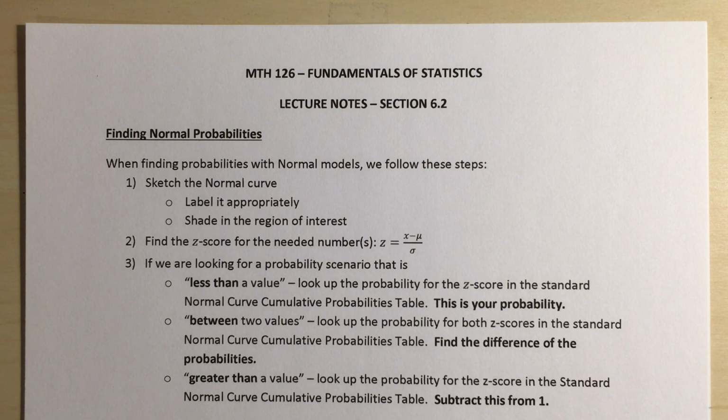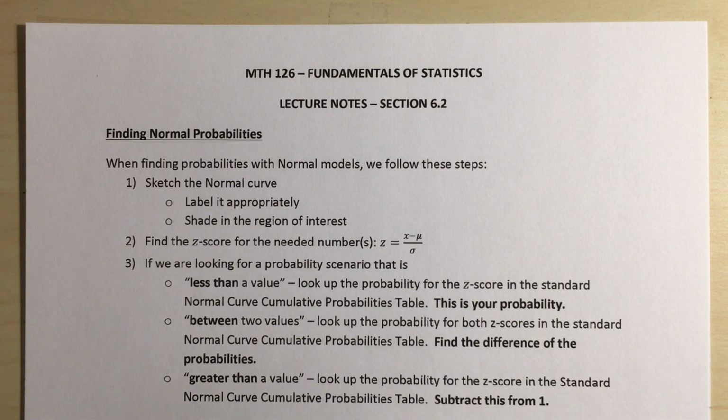Then once we do that, we're going to shade in our region of interest. Whatever area we're looking for, we're going to shade that in. Once we finish our sketch, we're going to find our z-score for the needed numbers. And then we have 3 different possibilities. We could look for a probability that is less than a value. We're going to use a table. We're going to look up a value, and that's going to be our probability.